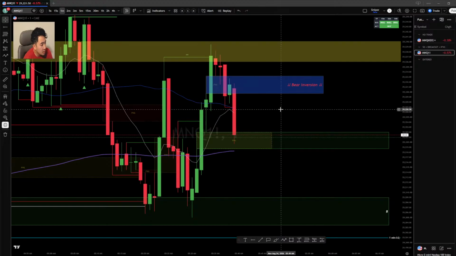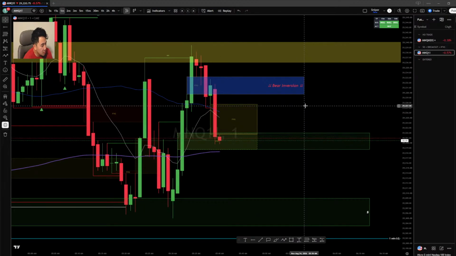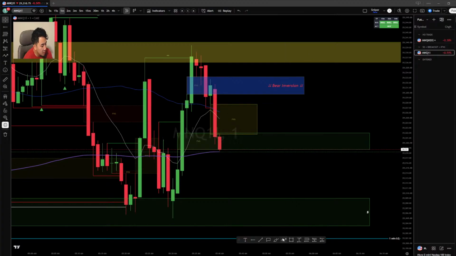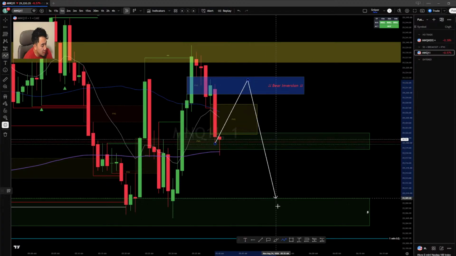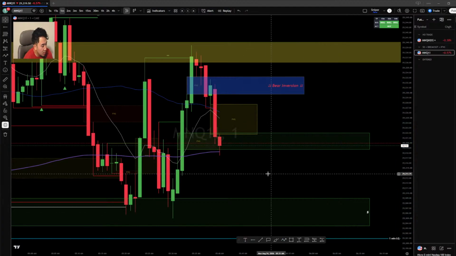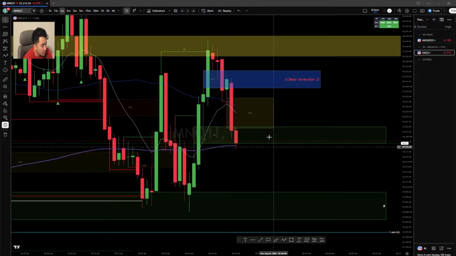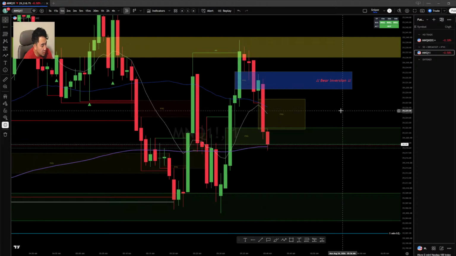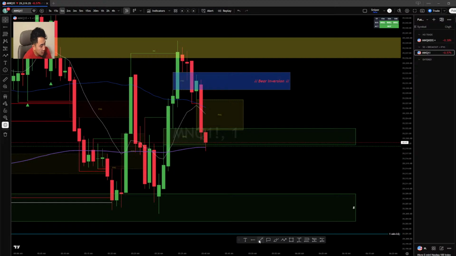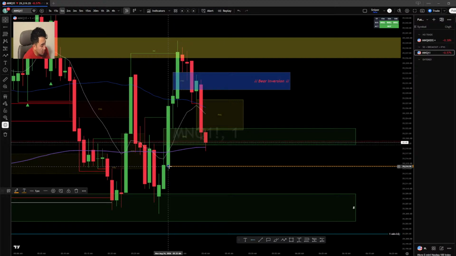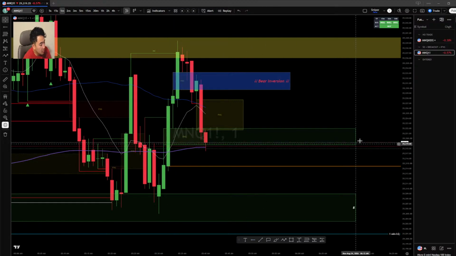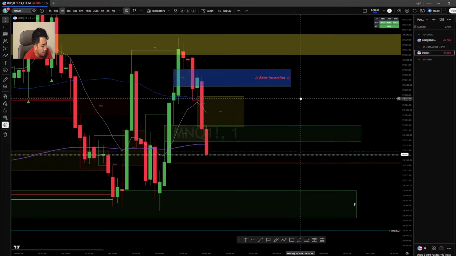So this is a good bearish inversion to trade off of. I want price to come back, respect this area, and then we'll target this 1 minute liquidity down here. Entry would have to be below this 13 EMA, the white line. Here goes another zone that it may respect as well.